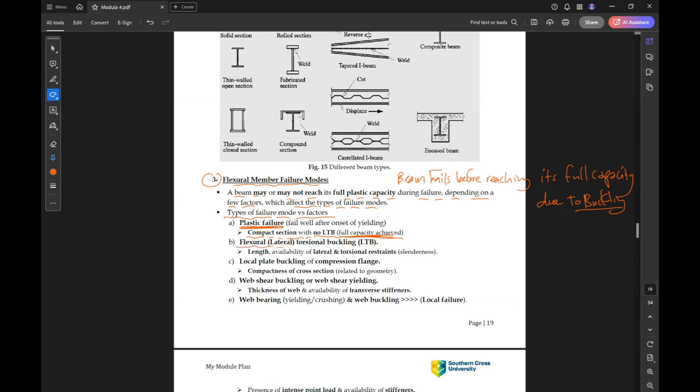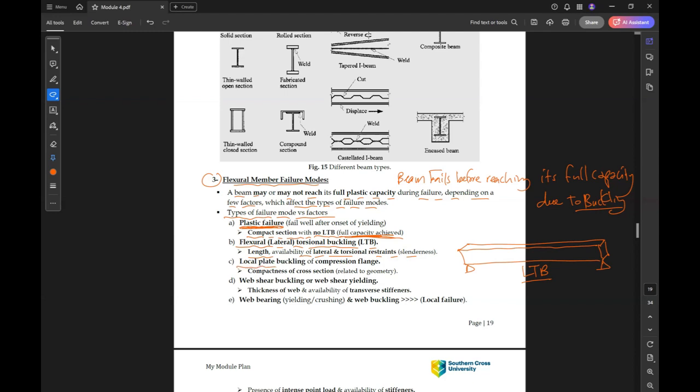Flexure lateral or lateral torsion buckling, LTB. So depending on the length and availability of lateral restraint, or slenderness, the member or the beam can fail due to lateral torsion buckling due to its long length. So if the beam is longer, it is more susceptible to lateral torsion buckling. Because the member is long and slender, it will fail under lateral torsion buckling, not only yielding.